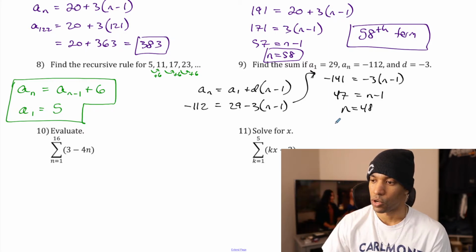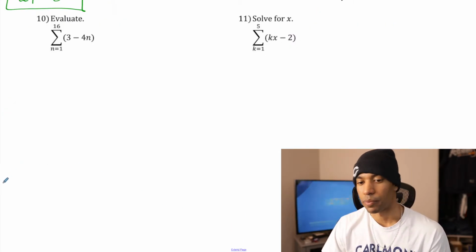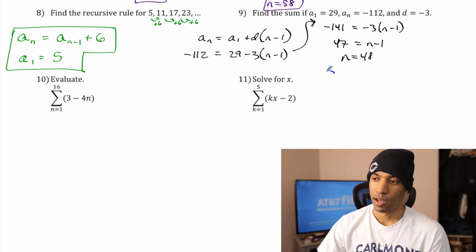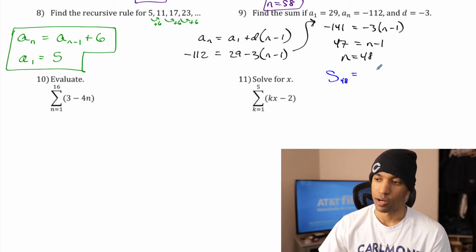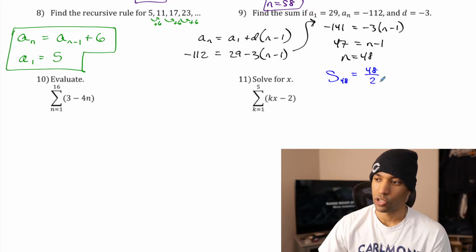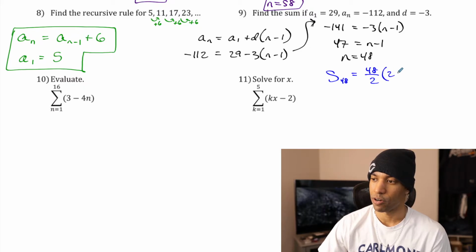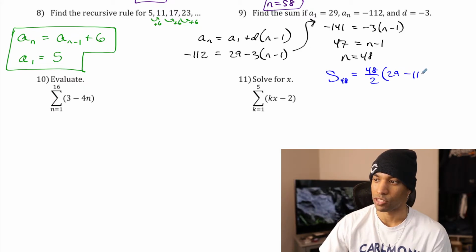It's a series. So the sum of the first 48 terms is 48 over 2 times the value of the first term plus the value of the 48th term.